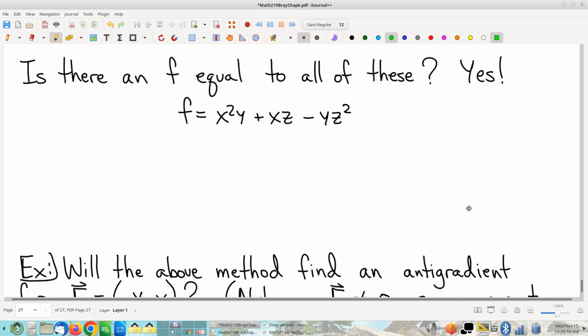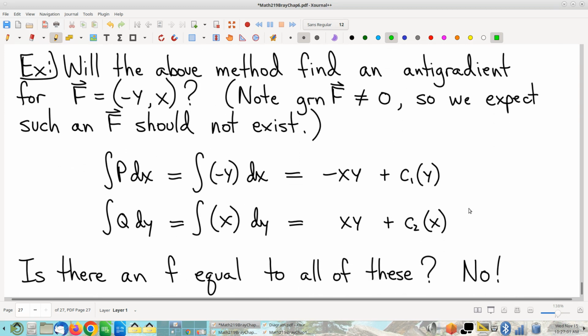And let's see how that plays out. We already know from a previous example that this vector field right here, Green's operator is not 0. This vector field has circulation in it. Circulations can't be gradients, right? Because if you have a circulation in a gradient, that means that you have a loop that you can walk where you just keep going uphill all the way around the closed loop. And again, that's nonsense. That's M.C. Escher nonsense. Right? So we know there is no antigradient.